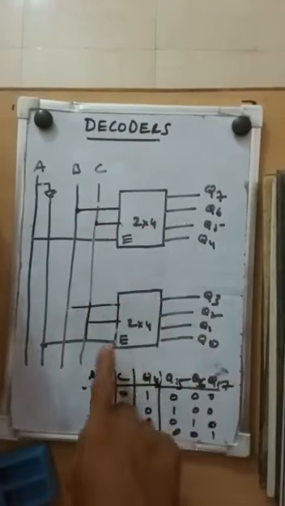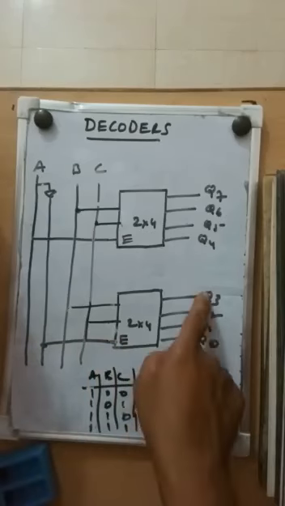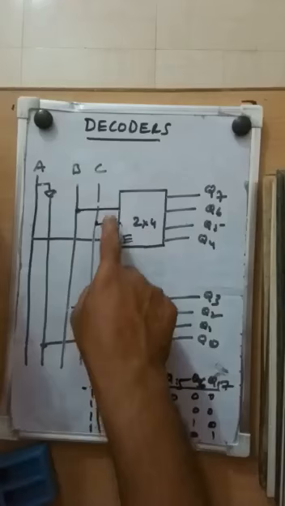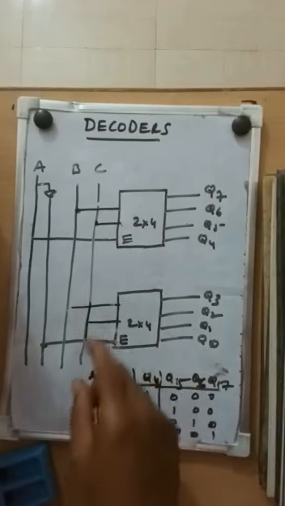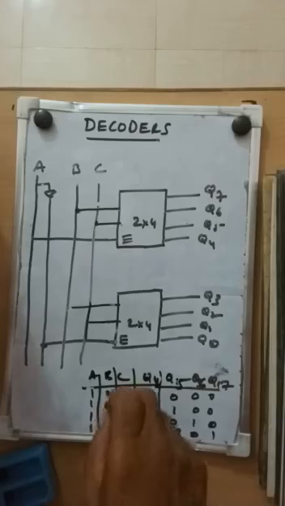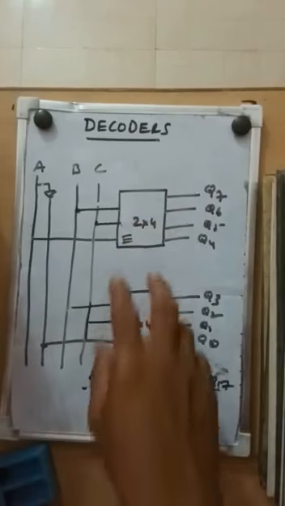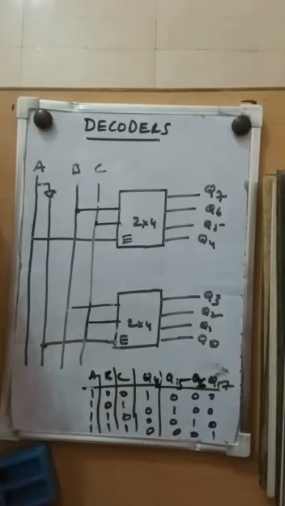That's why when A bar is 1, this will be highlighted, and Q0 to Q3 will be selected. When A is 1, enable is connected, then B, C repeat 00, 01, 10, 11. When A is equal to 1, Q4, Q5, Q6, Q7 will be selected as per the combination of the truth table. This is how we can simply, by using two 2x4 decoders, generate a 3x8 decoder.